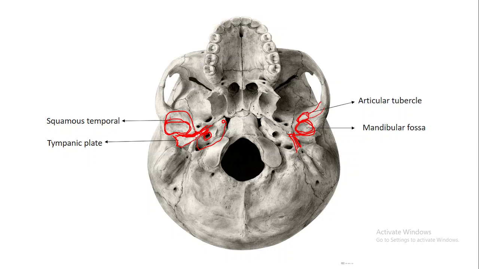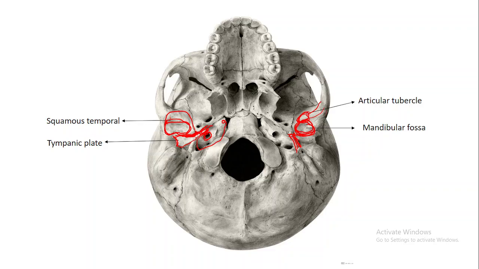Now the squamous temporal bone has two main structures, the mandibular fossa and the articular tubercle. This is the zygomatic arch, as we have already studied. So with this we come to an end of the middle part of norma basalis, with both the median area and the lateral area covered. The next video will be about the posterior part of norma basalis. Thank you.